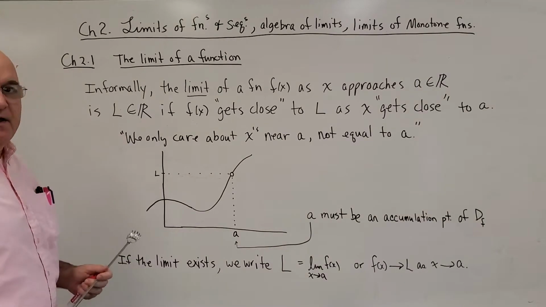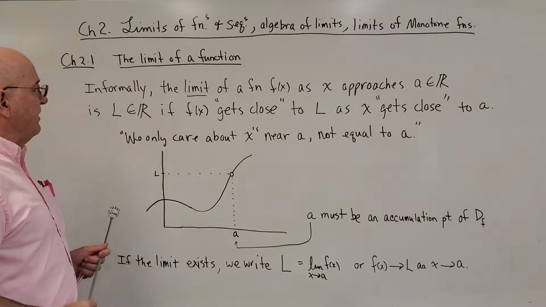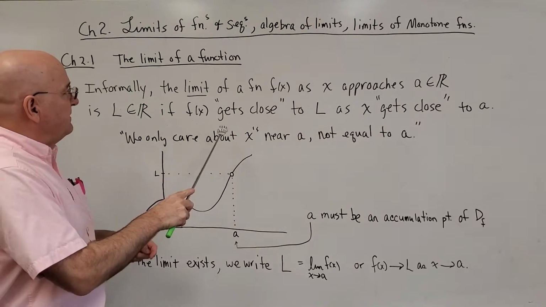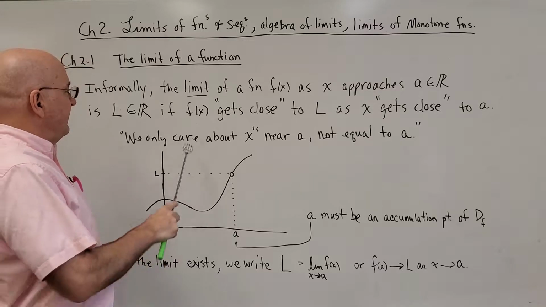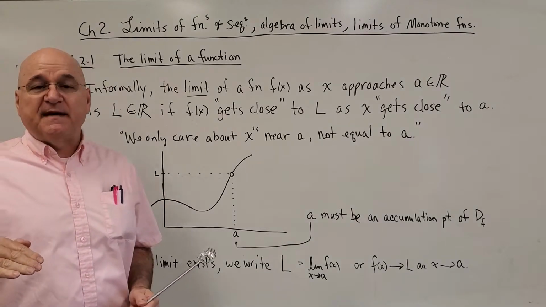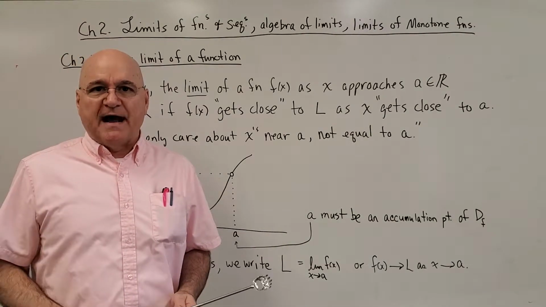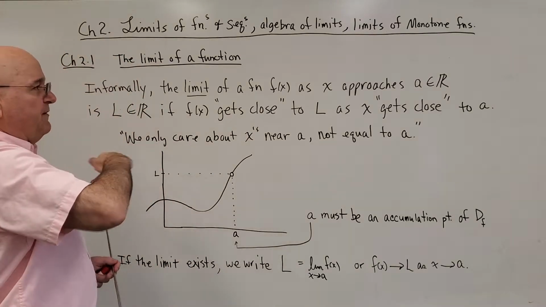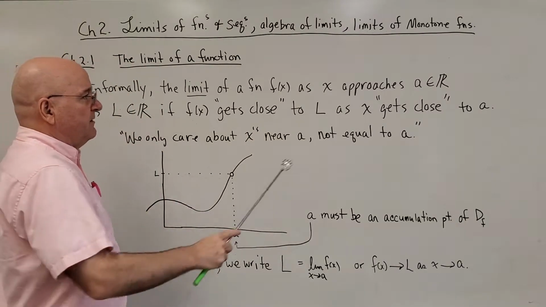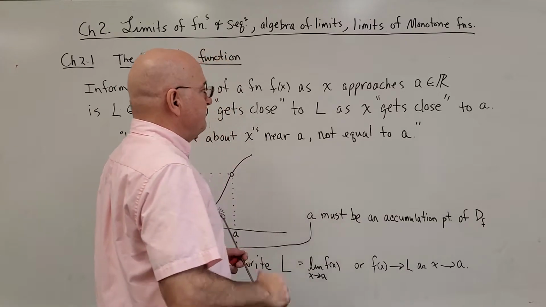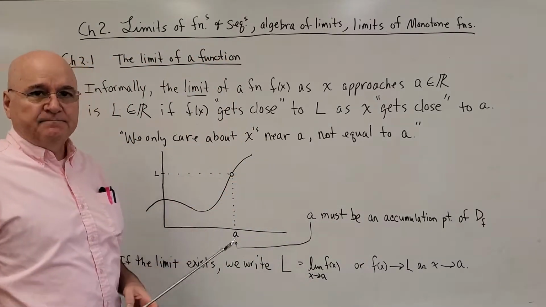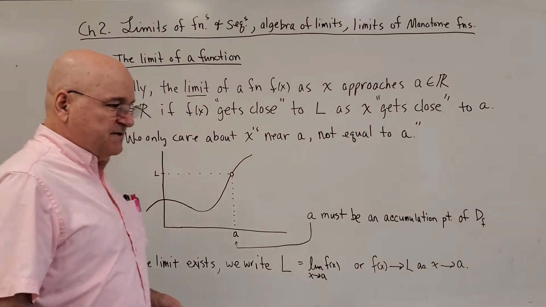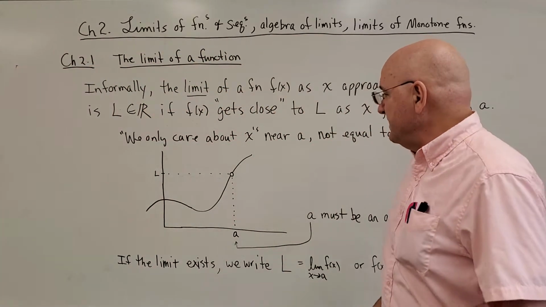is capital L, the real number capital L, if the function gets close to L as x gets close to a. And I always like to think of f of x as being the height of the function if you're looking at the graph. So as x, moving left to right, gets close to a, the height of the function is going to get close to capital L. And this is just a simple example by picture.